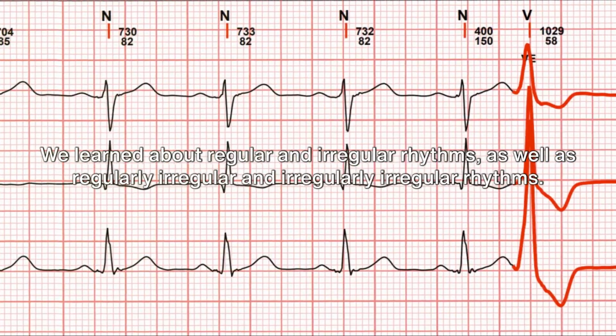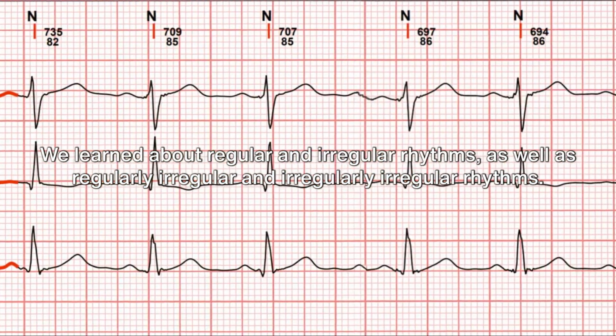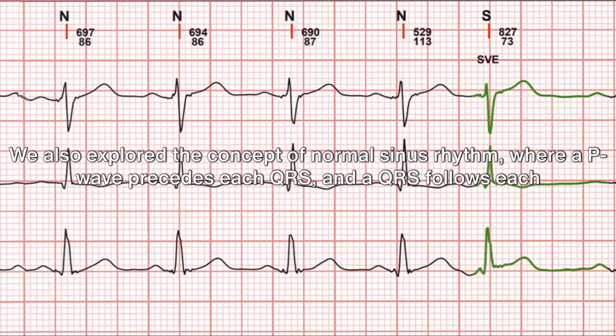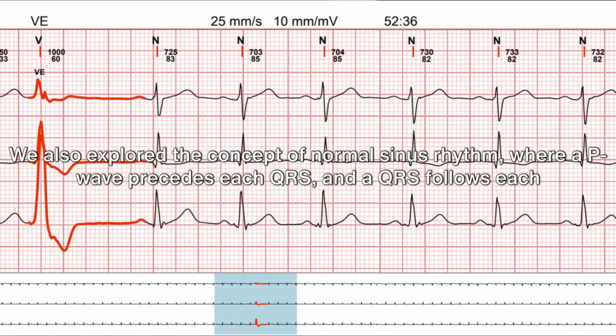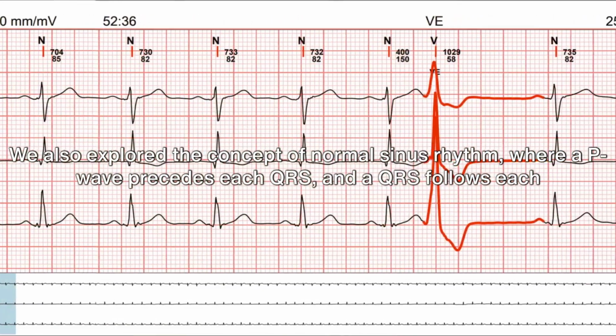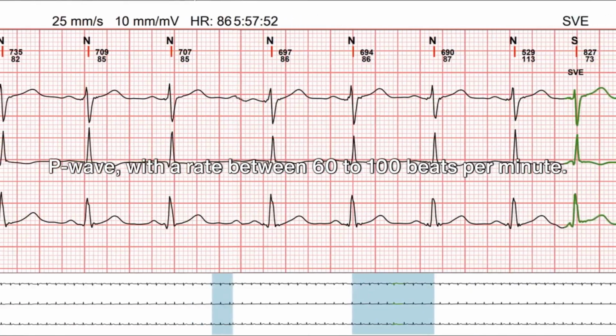Next, we examined the rhythm. We learned about regular and irregular rhythms, as well as regularly irregular and irregularly irregular rhythms. We also explored the concept of normal sinus rhythm, where a P wave precedes each QRS, and a QRS follows each P wave, with a rate between 60 to 100 beats per minute.